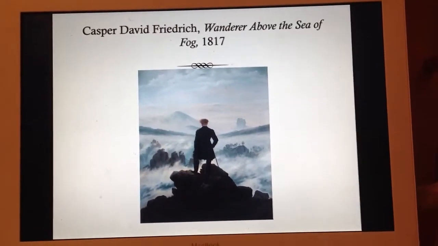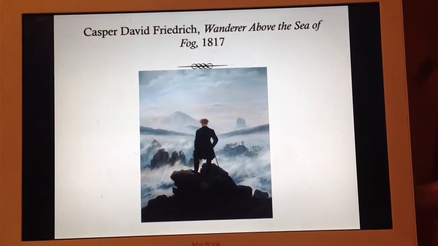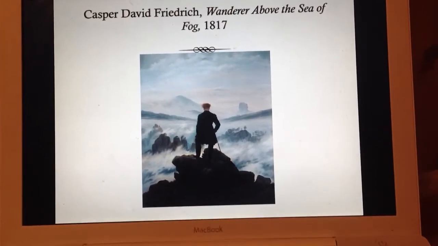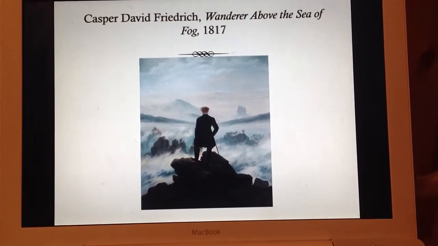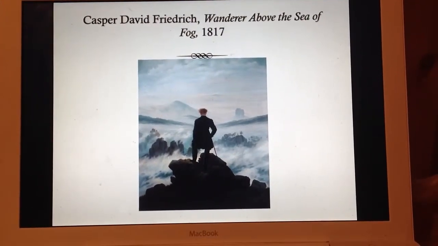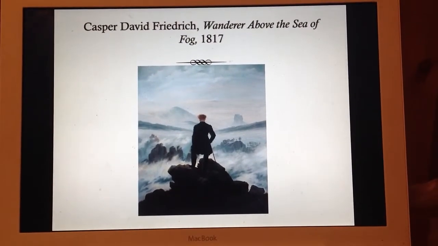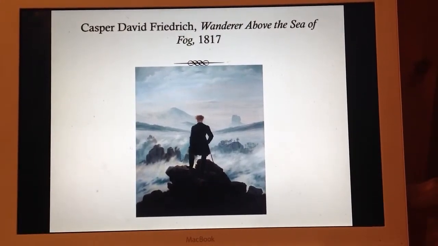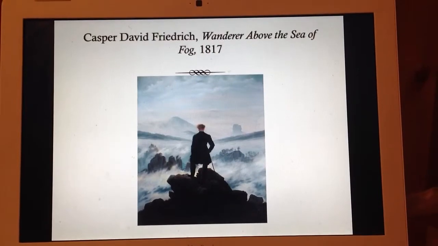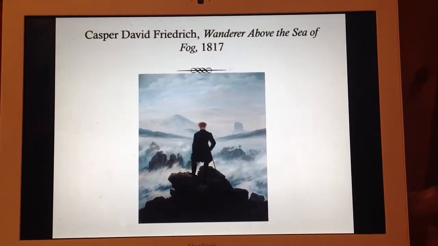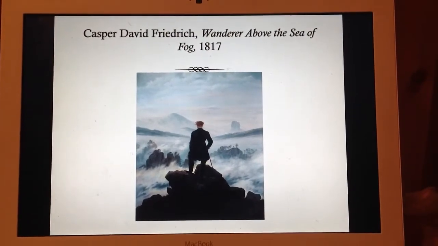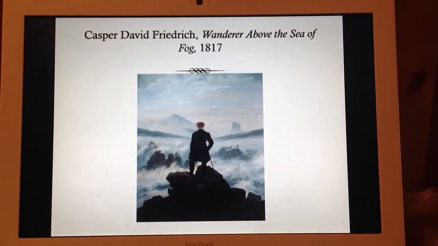Here's my first example. This is Caspar David Friedrich's Wanderer Above the Sea of Fog from 1817. This is a landscape painting that could be considered sublime. First of all, the character has his back turned away from the painting, so automatically the viewer is able to start thinking in his or her mind, what does this person look like? Is this person looking at the ground? Are they actually staring out through the fog?